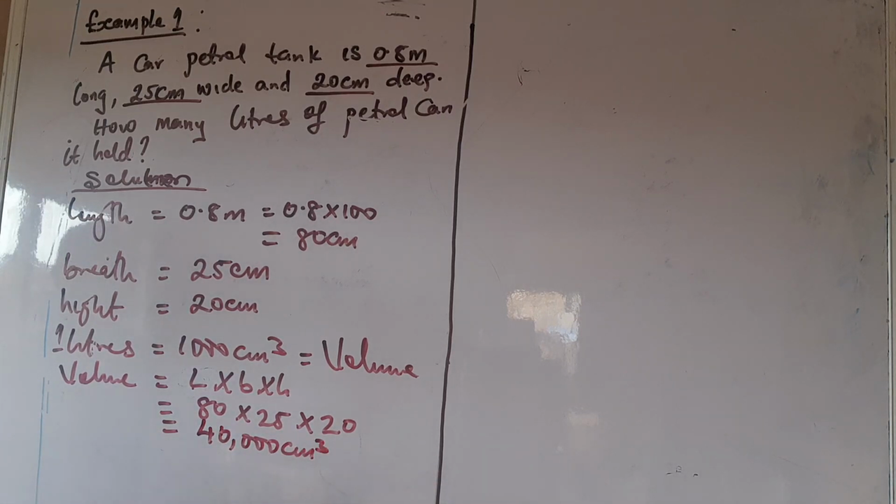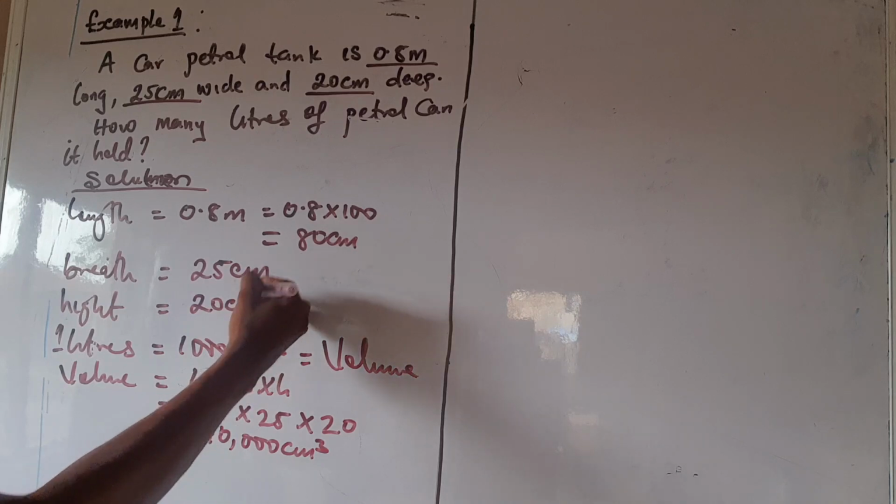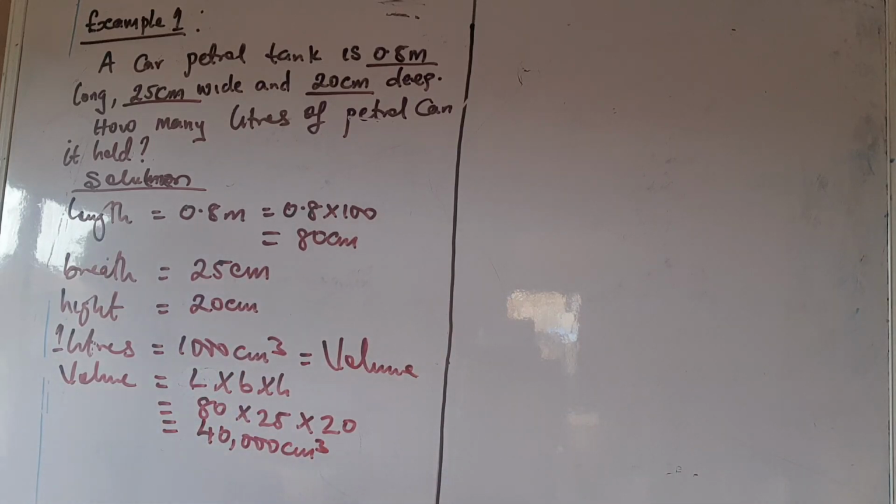Why is it centimeter cube? This 80 is in centimeter, 25 is centimeter, 20 is centimeter. So when we multiply the 3 centimeter, it gives us centimeter cube. So length times breadth times height will give us volume, and volume is measured in centimeter cube.